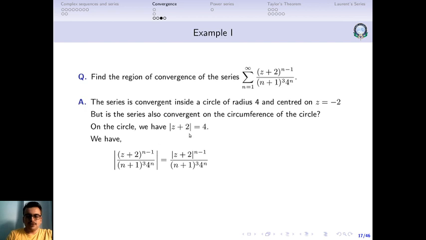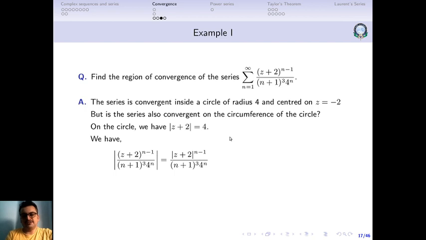So what we'll do is we'll take the modulus of un. Why are we taking the modulus of un? Because we'll now try to check if this series is absolutely convergent on the circumference of the circle. That's what we'll try to find out.